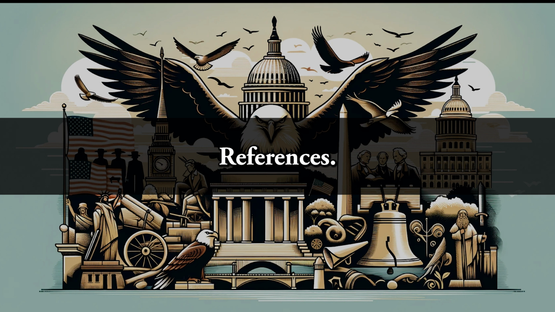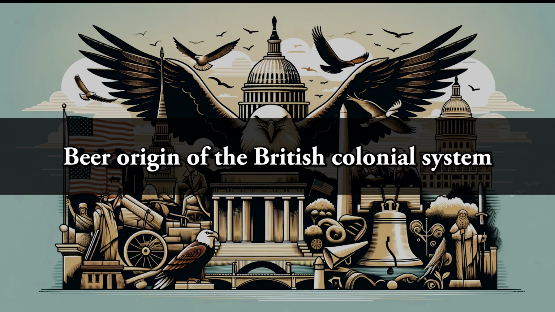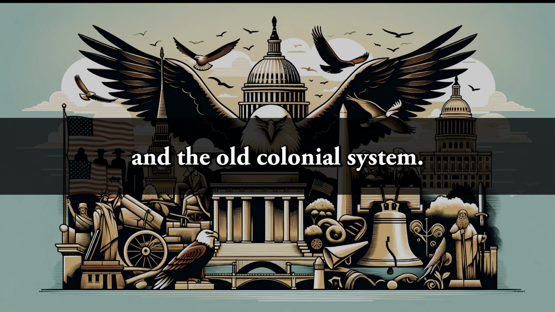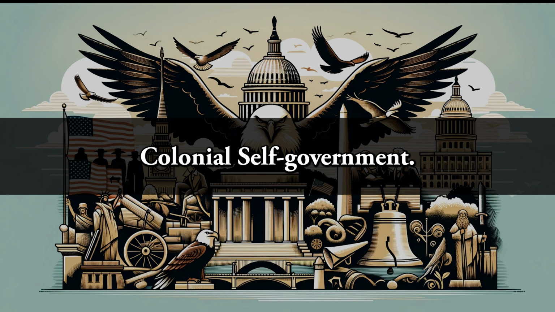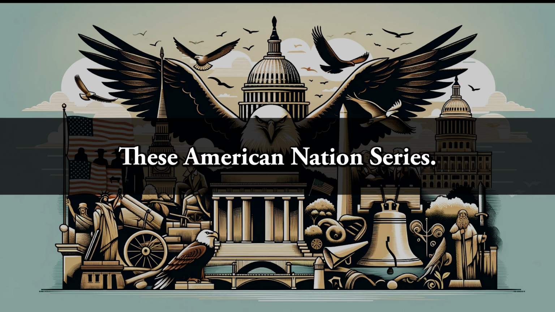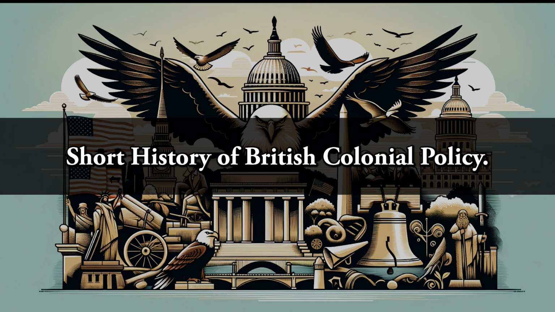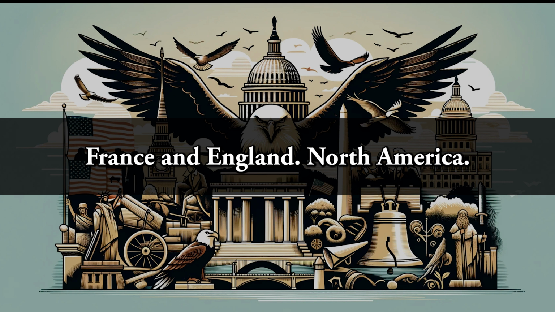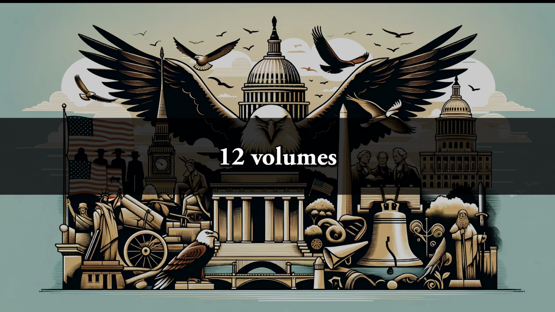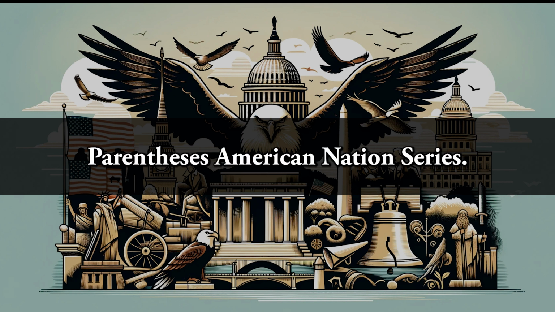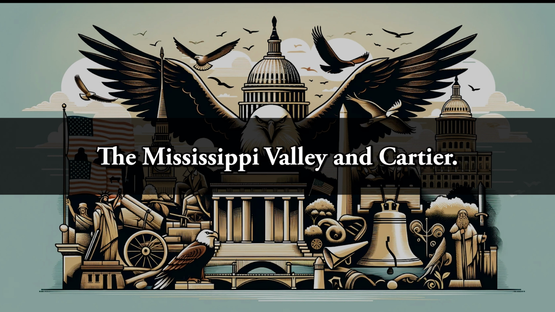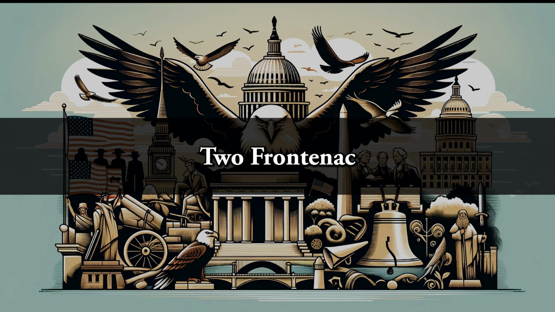References: G.L. Beer, Origin of the British Colonial System and the Old Colonial System. A. Bradley, The Fight for Canada and North America. C.M. Andrews, Colonial Self-Government, American Nation Series. H. Egerton, Short History of British Colonial Policy. F. Parkman, France and England in North America, 12 volumes. R. Thwaites, France in America, American Nation Series. J. Winsor, The Mississippi Valley and Cartier to Frontenac.